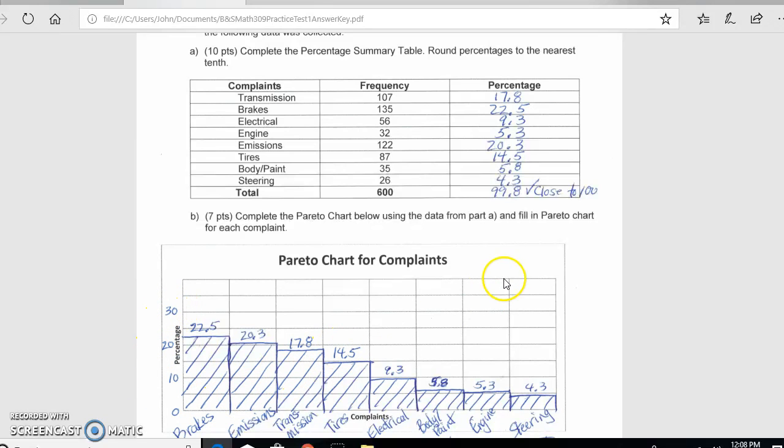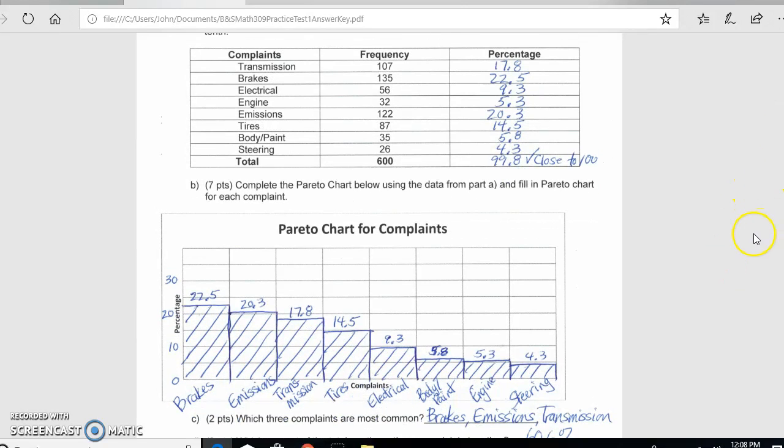And then once we get that vertical axis set up, then we can begin to fill in the Pareto chart. Now the Pareto chart is organized so that the first column on the left is the highest percentages. And we have 22.5, which is the highest for brakes. So this first column is going to be for the brakes, 22.5. And so we would draw our line right about here, 22.5 on the vertical axis, and we would fill in that first column for brakes.